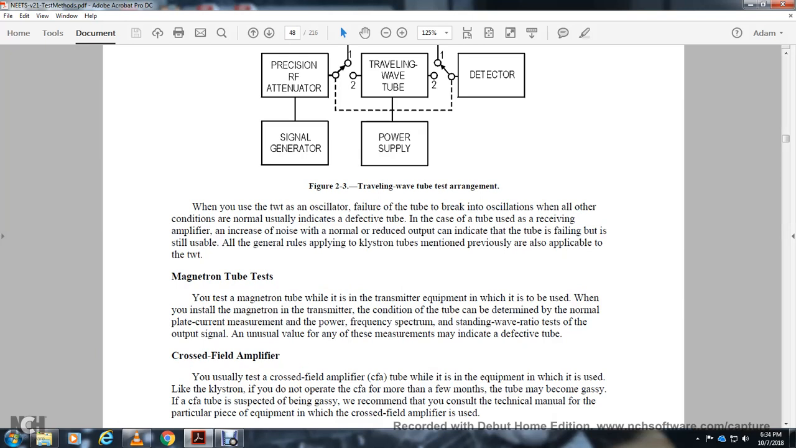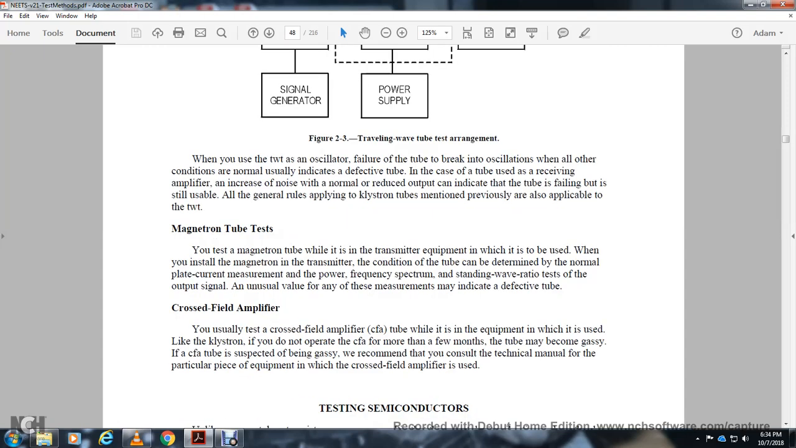The magnetron tube. The test of the magnetron tube will be made with the equipment transmitting. The conditions that should be determined are normal current, measuring the power output, frequency, spectrum, standing wave ratio and test output signal. Any of these measurements deviating from the usual values indicates a defective tube.